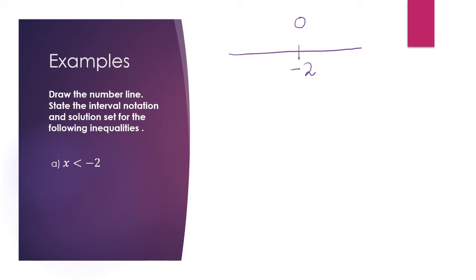And now we know that the symbol of the inequality is less than. So this means that the point is towards the left, because numbers that are smaller will go to the left. X is smaller than -2, so the point moves to the left.